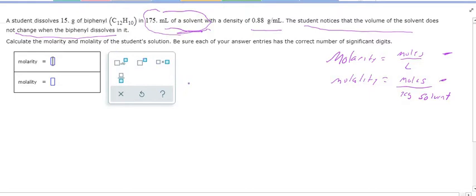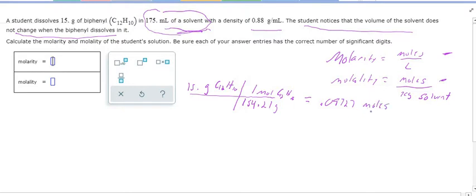So I have 15 grams of this biphenyl. Let's just convert that to moles. I know, because I looked it up on Google, that there are 154.21 grams in 1 mole of biphenyl. When I do that math, that gives me 0.09727. I'll take it out to that many decimal places for now. The sig figs will change that, but there's that many moles.